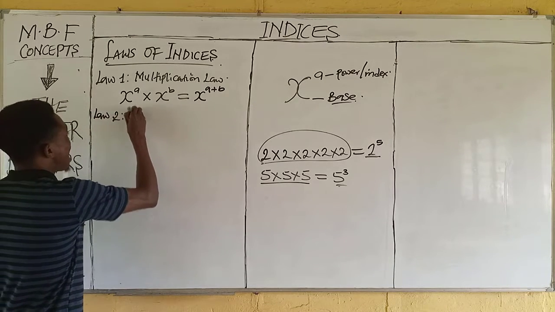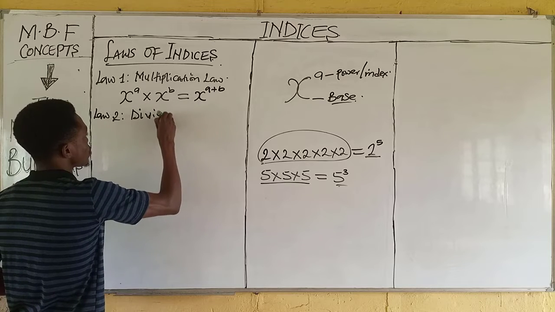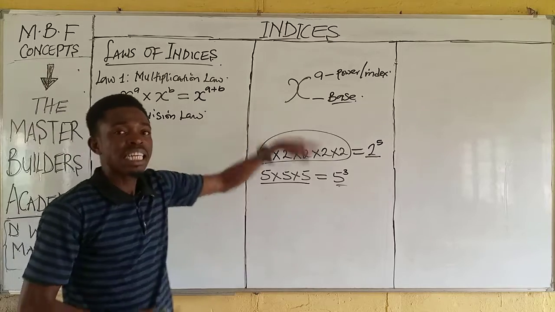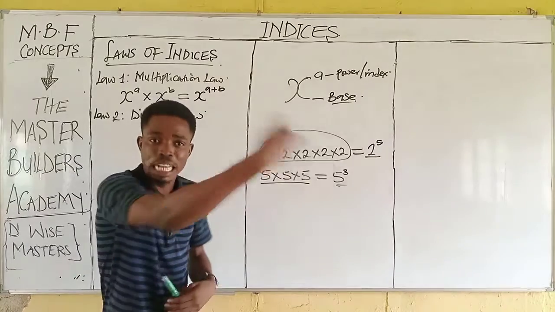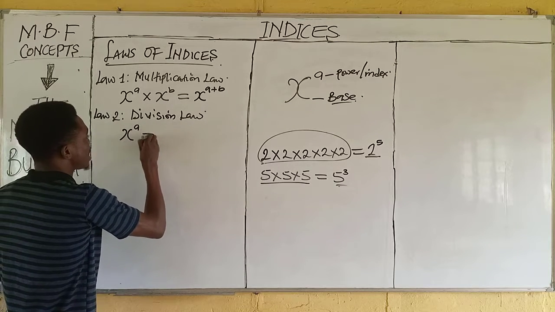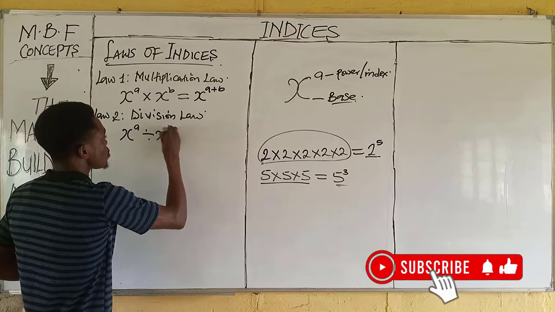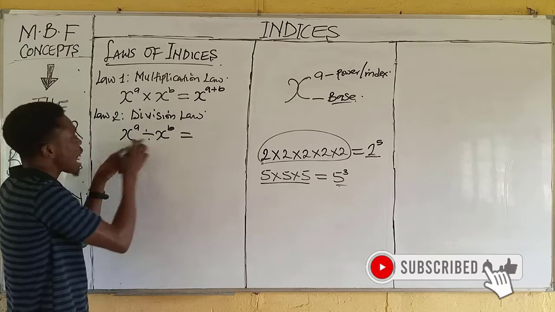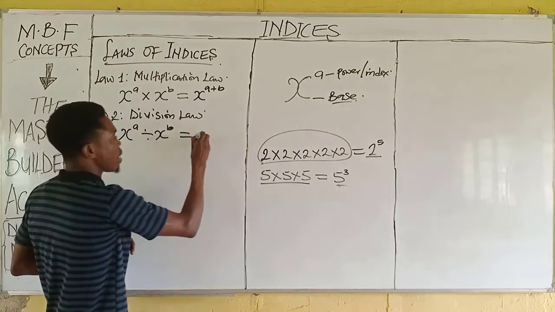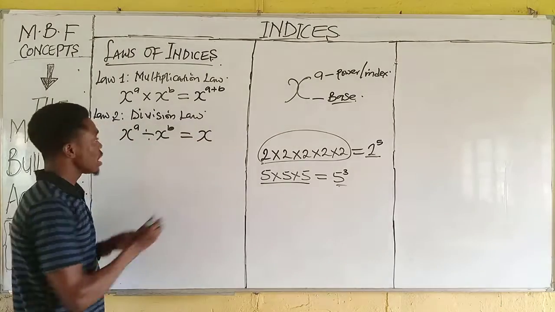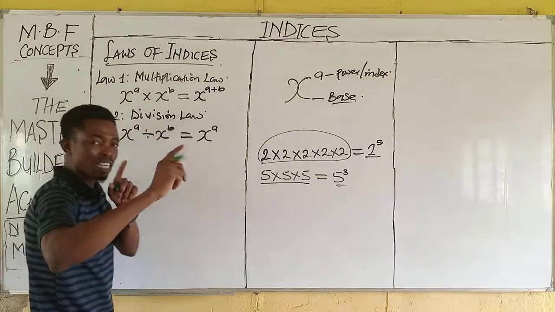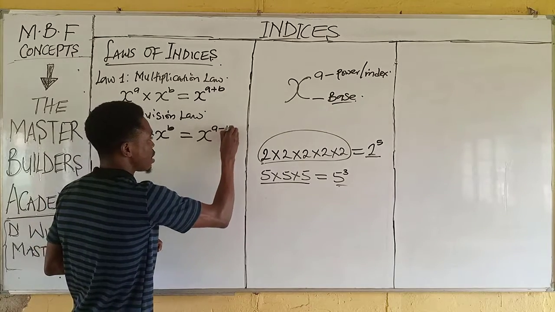Law 2, we have the division law. In this division law, this is when one index divides another or is divided by another. Are you there? So if I have x raised to the power of a divided by x raised to the power of b, you also need to know that here their bases are equal. These two indexes that we have have equal bases. So all I simply do is to pick one of the bases, then take the first power. In indices, division means subtraction. So I will now subtract their powers.